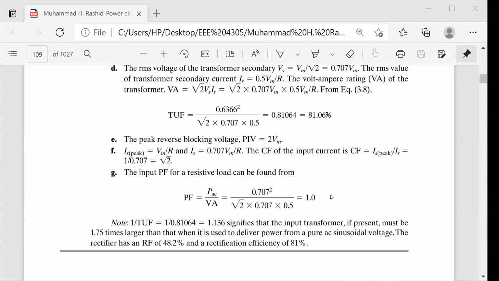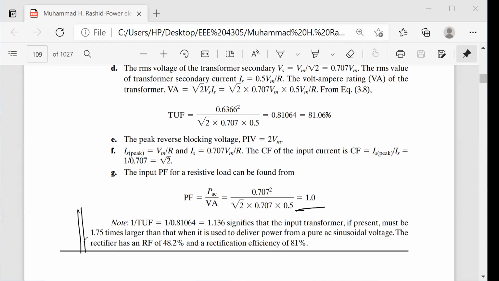So PF by VA. We have already found VDC, VRMS multiplied by IRMS, and VA is VRMS times IRMS, and finally we get it will be 1. So this is the problem. So you also note this one.